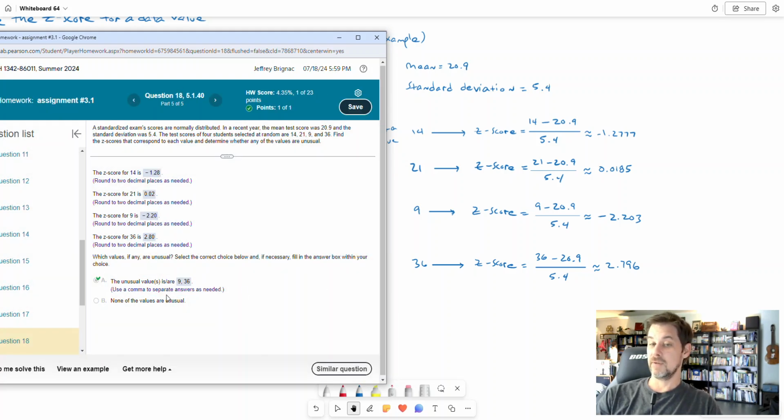Now, as far as being unusual, it doesn't matter whether the z-score is positive or negative. All that matters is if it's more than 2 or less than negative 2.